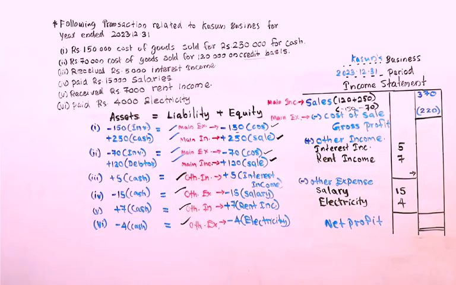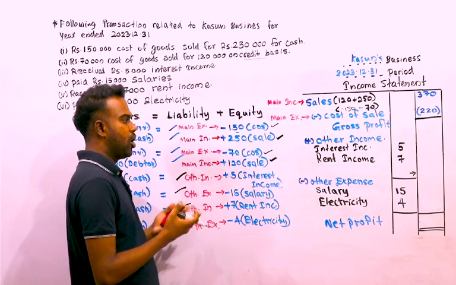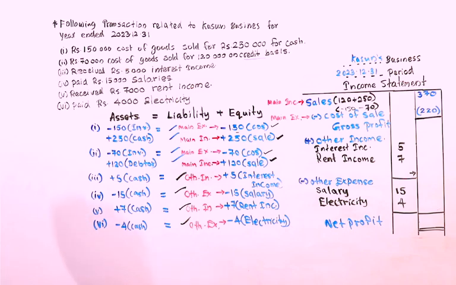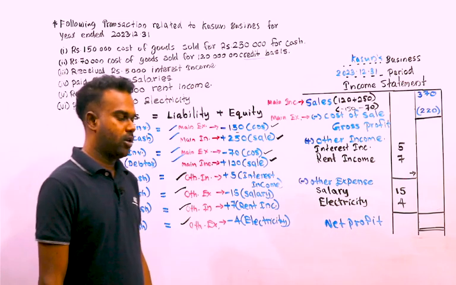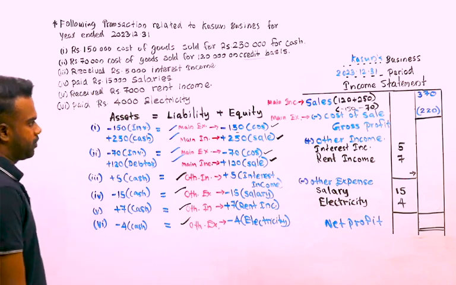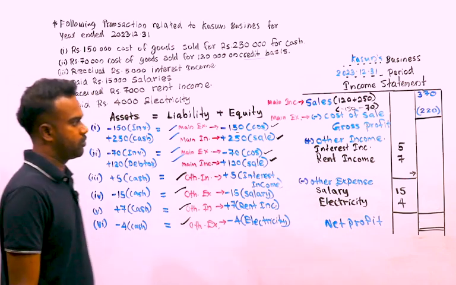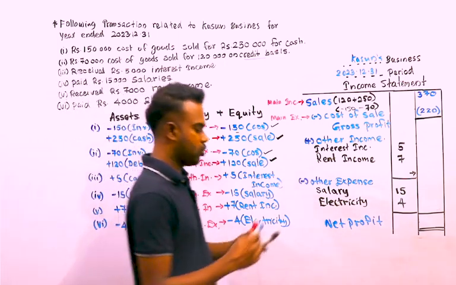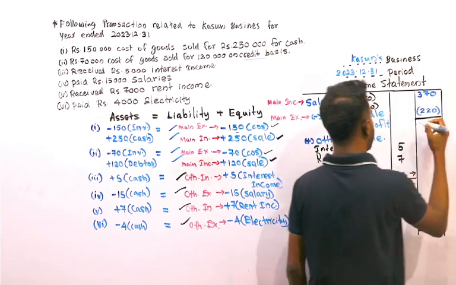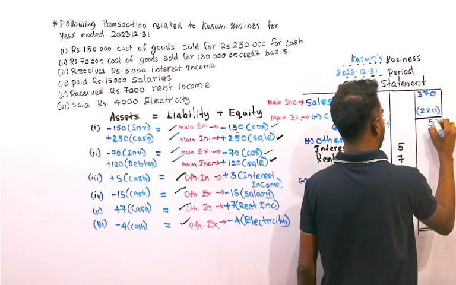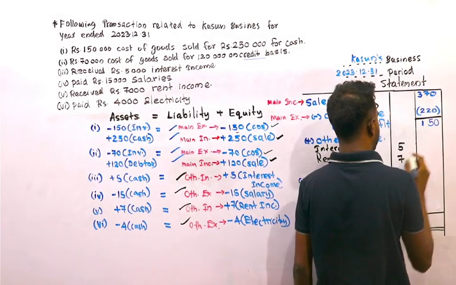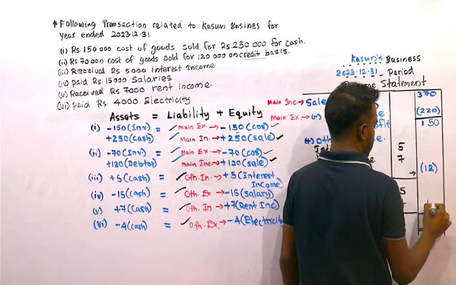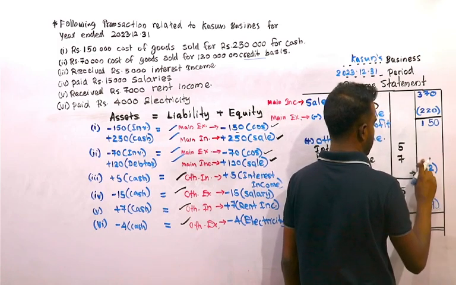Understood. Very easy. No need to read all the transactions again. Just looking at the transactions, you can get the profits. Can you find out the gross profit and net profit here? How much should the gross profit be? Main income minus main expense. The other incomes should be added.